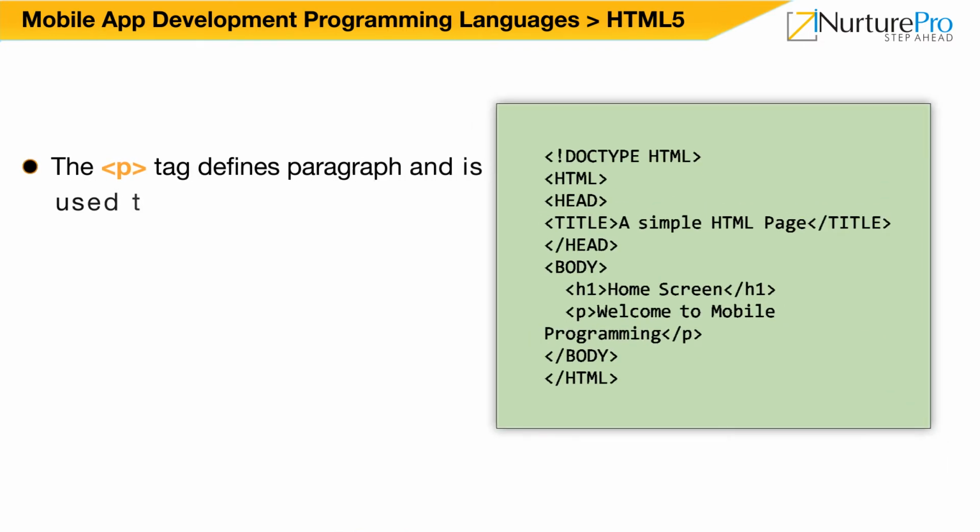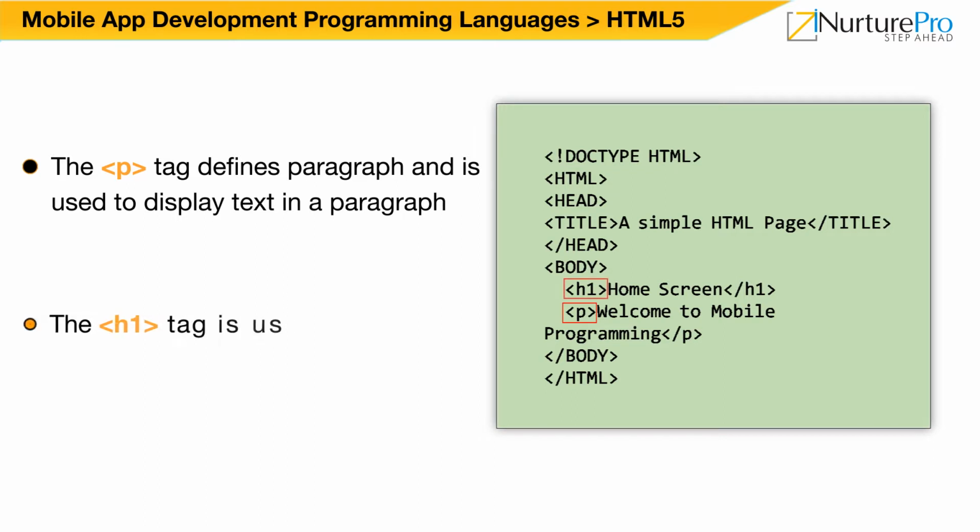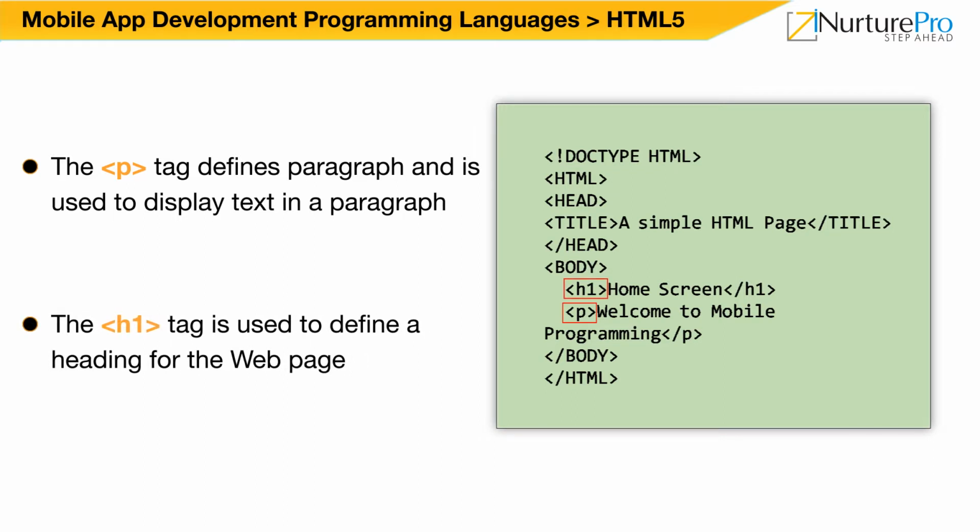In the code, the P tag defines a paragraph and is used to display text in a paragraph. The H1 tag is used to define a heading for the web page.